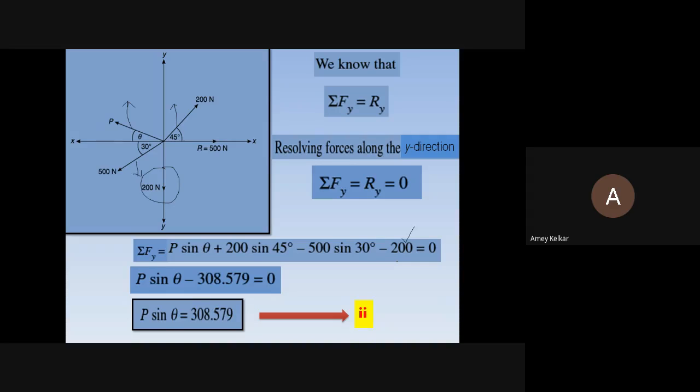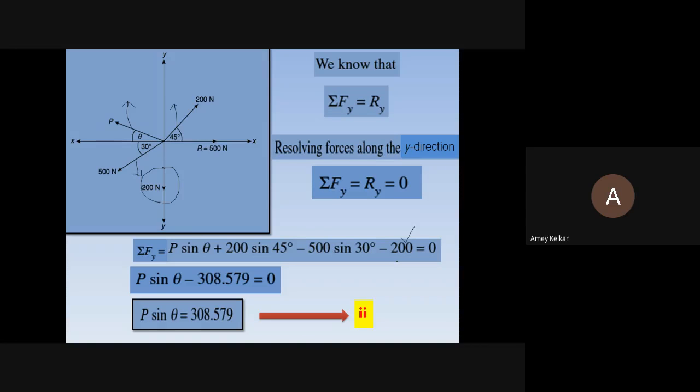Now I have equation 1, which is in the form of P cos theta, and equation 2, which is in the form of P sine theta. So I have two equations, one in P cos theta and one in P sine theta. Can anyone with common sense tell me how we can get the unknowns? What techniques can we use? Yes? Squaring and adding equations 1 and 2. Correct. Very good.